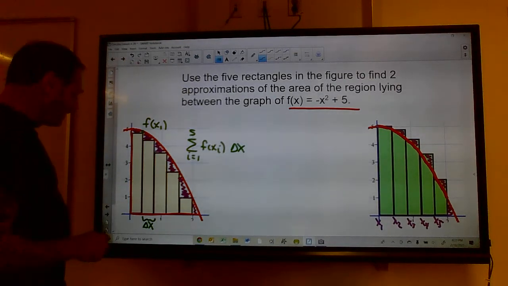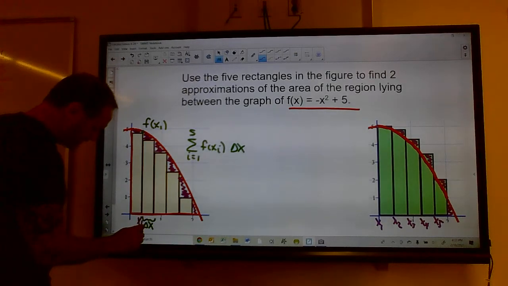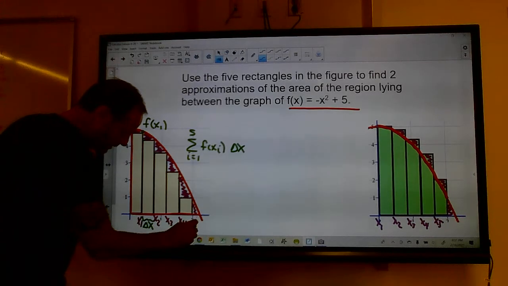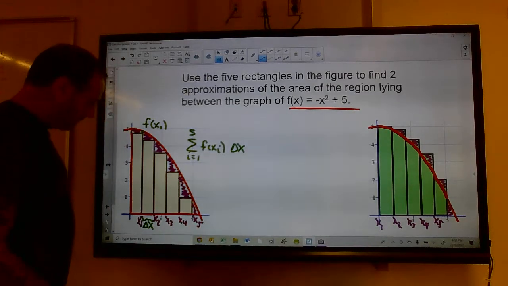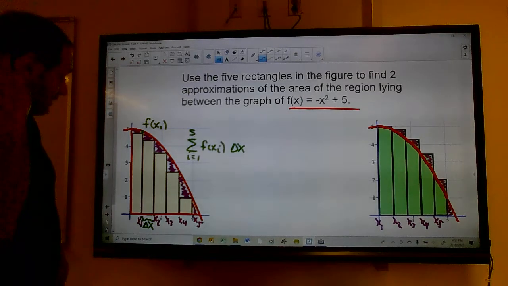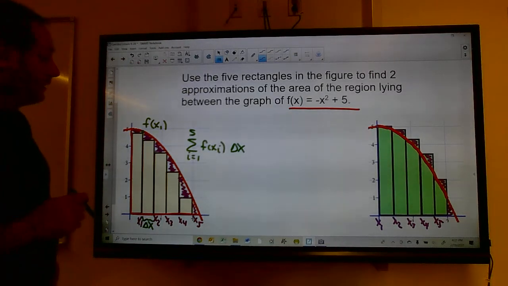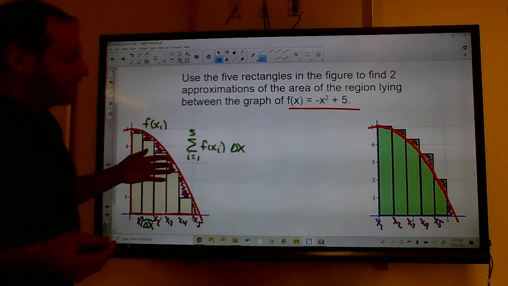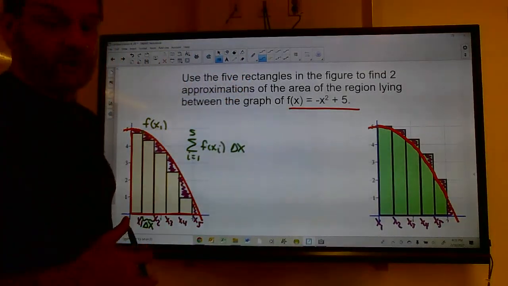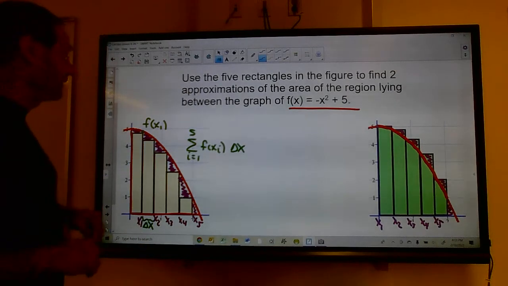All right. So the only difference is this is x1, x2, x3, x4, and x5 over here. And they're all just shifted 1 over in each case. So I find the area of those rectangles, I add them up. I find the area of these rectangles, I add them up. I average that, and I can get a very close approximation to the area underneath this curve.